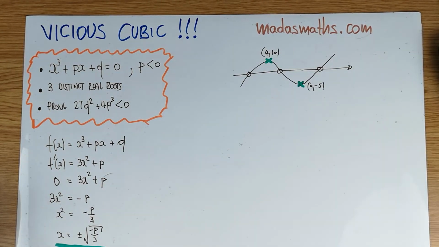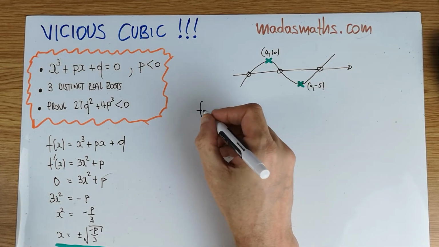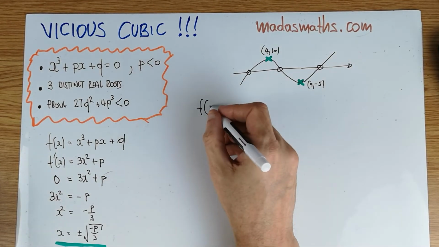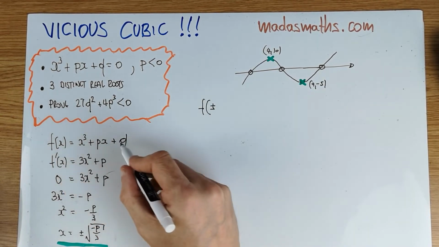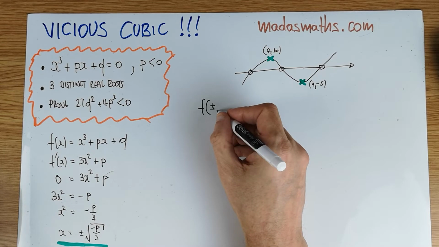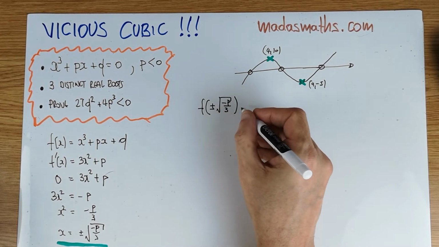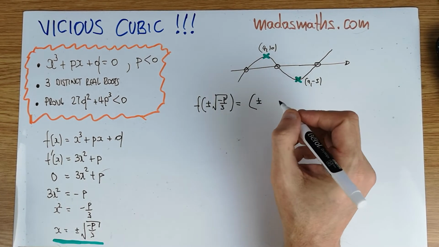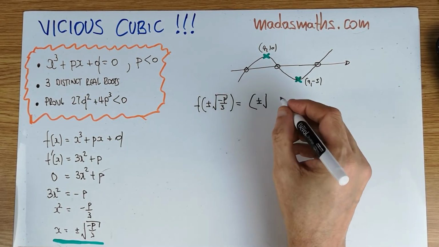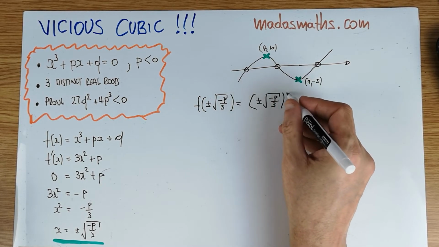So the question now is, what's the y-coordinate? I'm going to do it in one go because it's actually easier, because I've got plus or minus. So f of plus or minus minus p over 3, so I'm getting the y-coordinate from here. I'm going to put full workings. This type of question always cuts me, and it can cut you very easily if you're not careful. Probably I say that and it cuts me anyway.